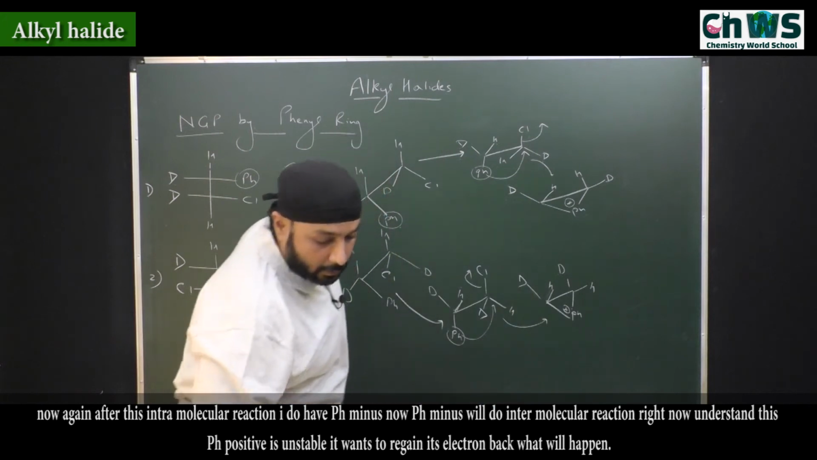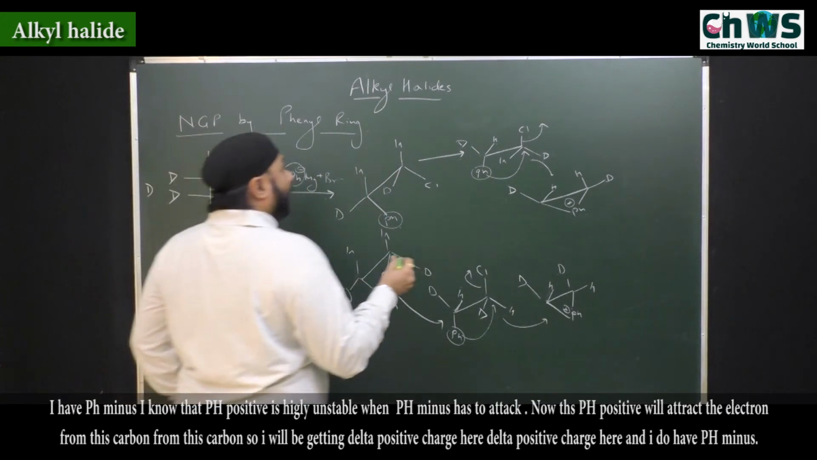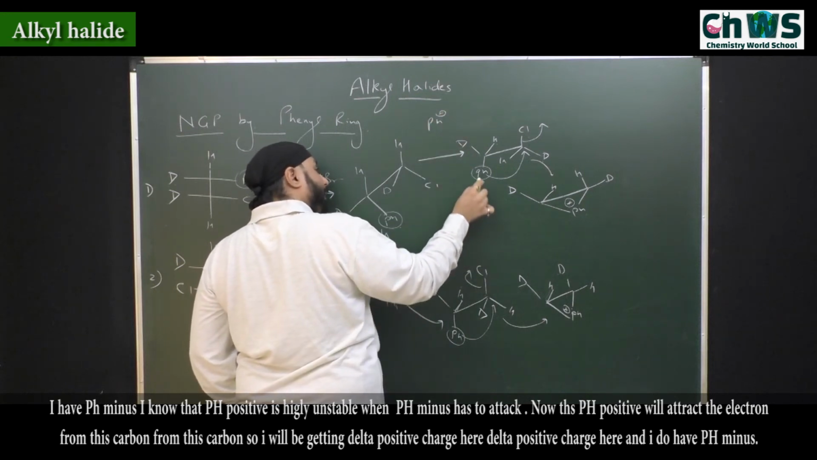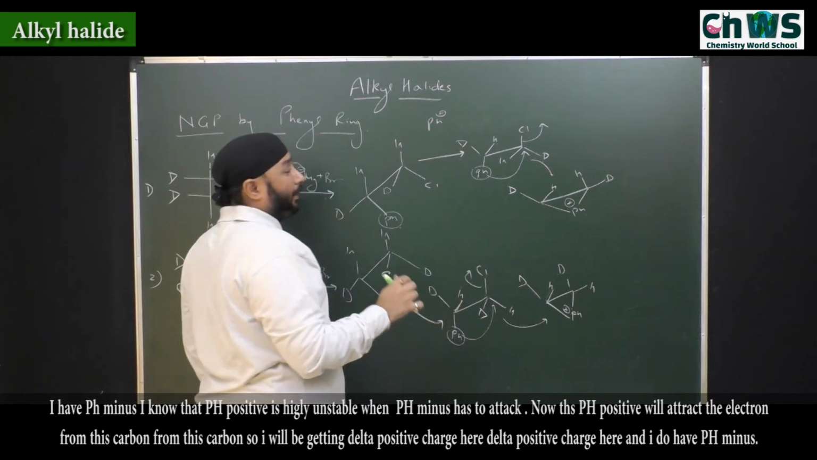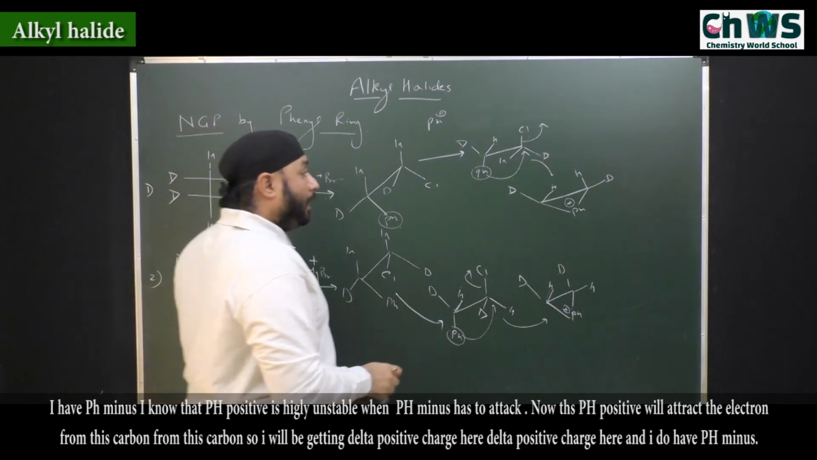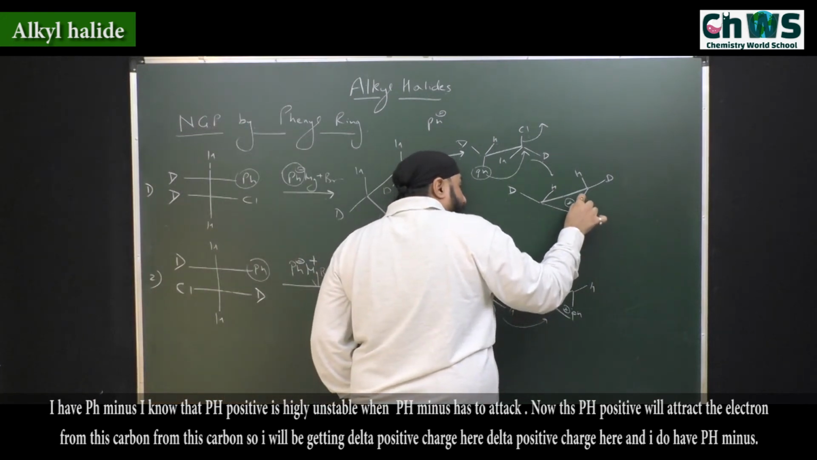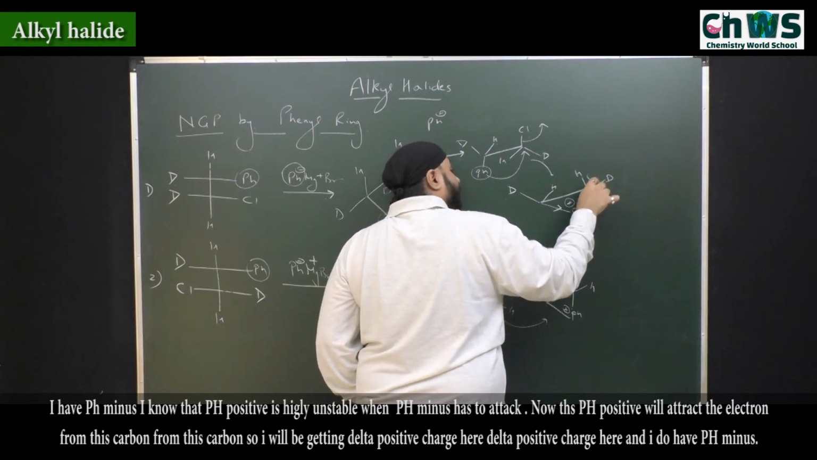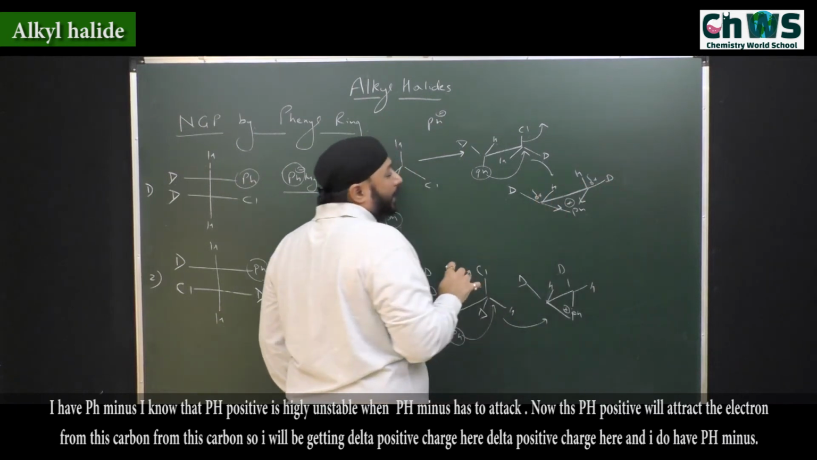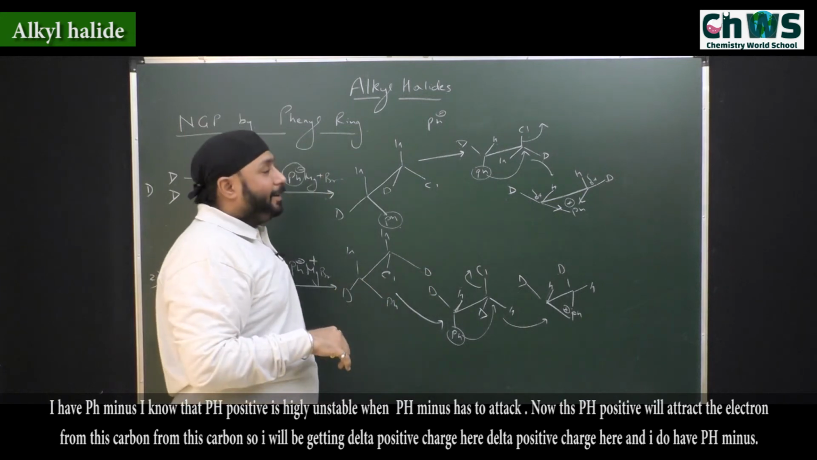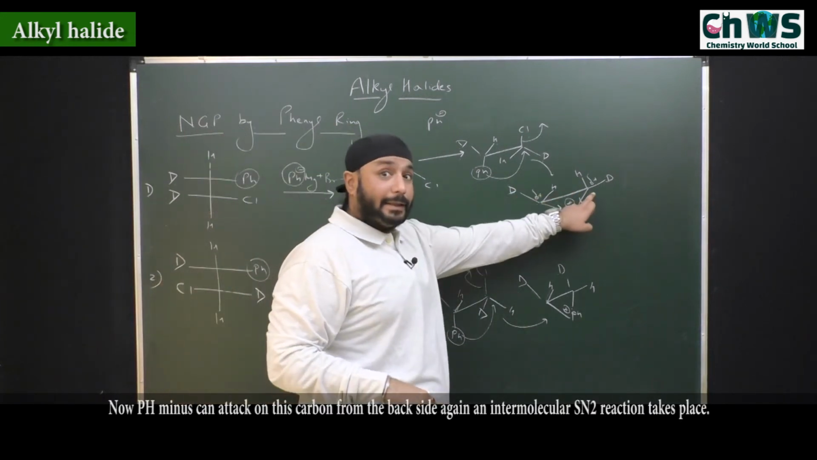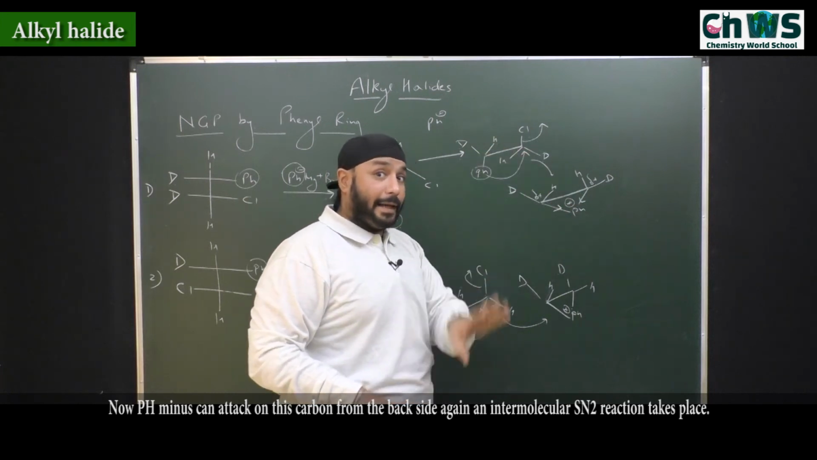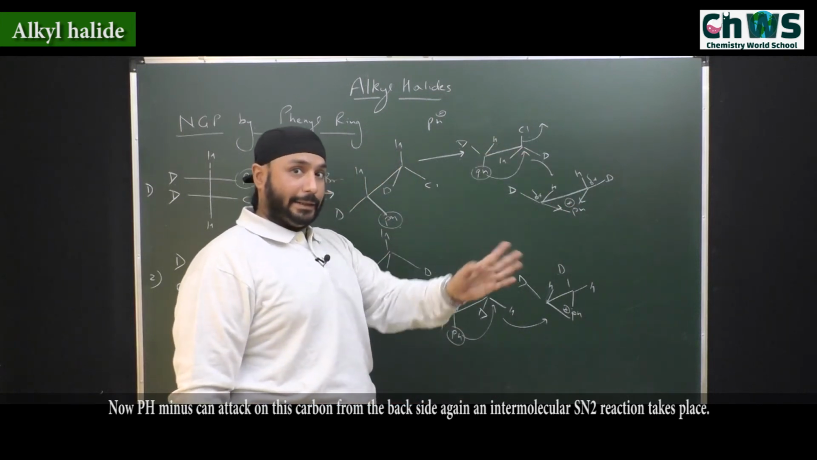Now what will happen? I have Ph minus. I know that Ph positive is highly unstable, then Ph minus has to attack, right? Now this Ph positive will attract the electron from this carbon, so I'll be getting delta positive charge here, delta positive charge here, and I do have Ph minus, right? Now Ph minus can attack on this carbon from the back side. Again an intermolecular SN2 reaction takes place.